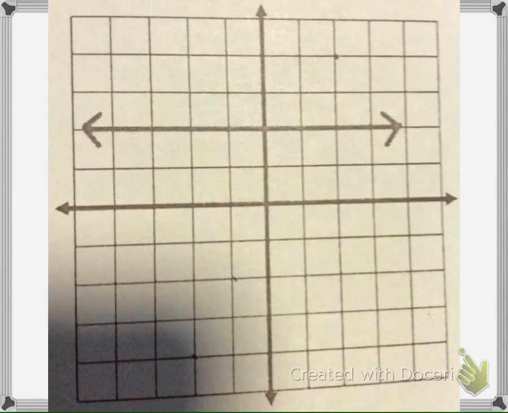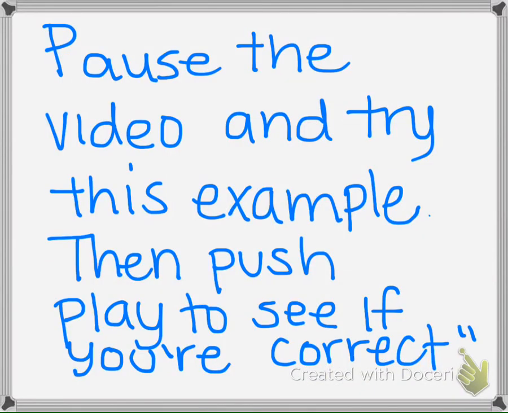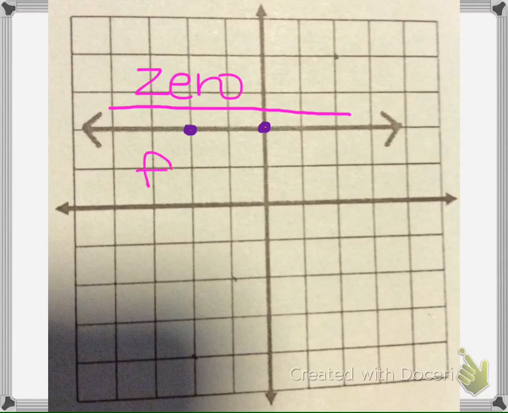Okay, go ahead again and try this problem. Pause the video and try this example, then push play to see if you are correct. Okay, so when I look at this line here, I can pick 2 points. And then I could do rise over run, or I could just think of my roller coaster. If I'm just cruising along here on the little roller coaster ride, I'm having 0 fun on this ride. So my slope is just 0.